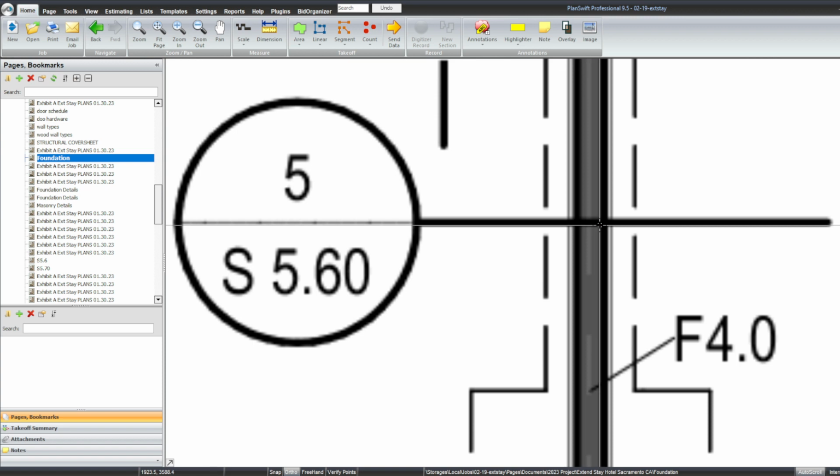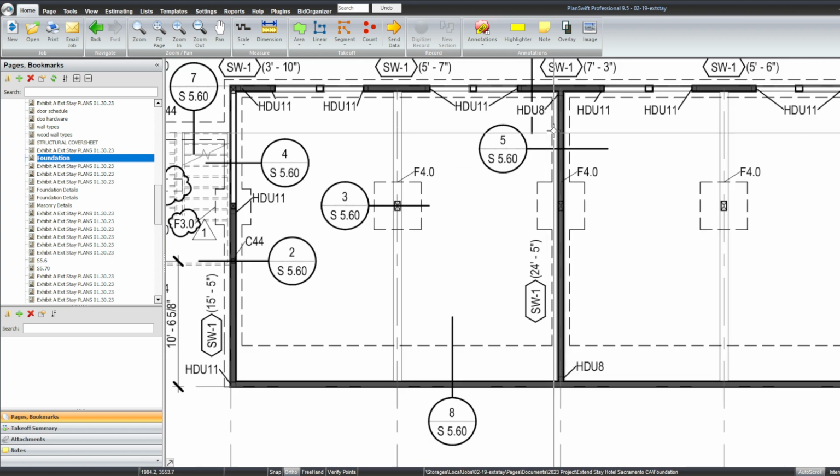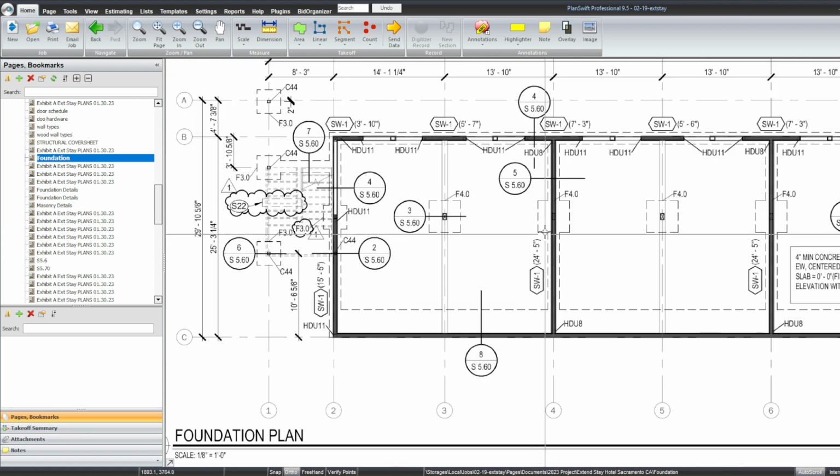And now, as the foundation concrete person, you need to know, well, what's the reinforcement? What's the thickness of the footer? What's the width of the footer? And this is going to tell us the length of the footer. Okay, and so we have section views, whether it's a floor plan, roof plan, concrete plan, whatever.